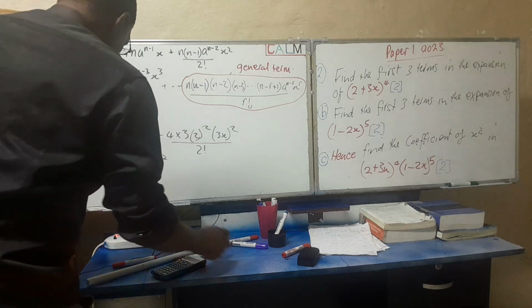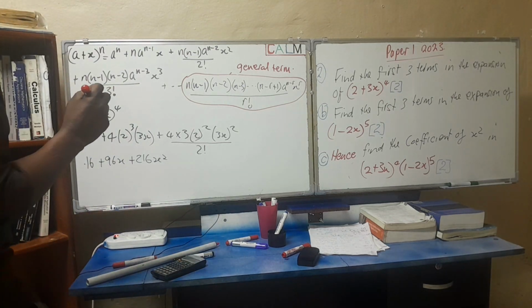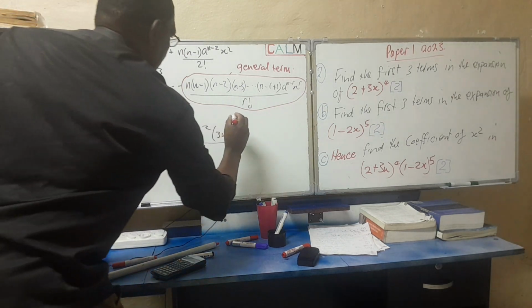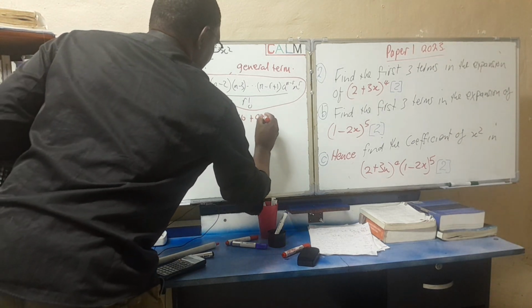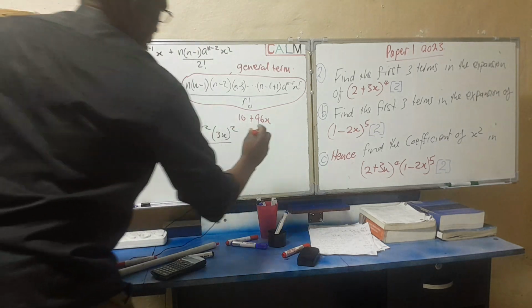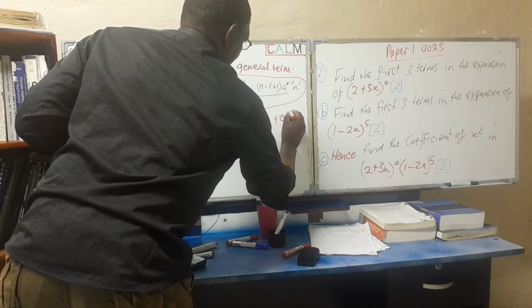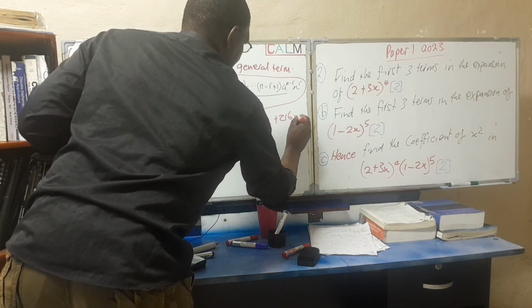We will need this result in part C, so let's tuck it away somewhere. I'll put it here: 16 plus 96x plus 216x squared.